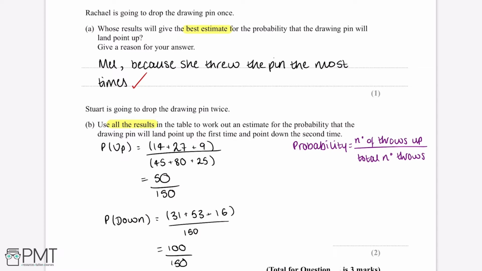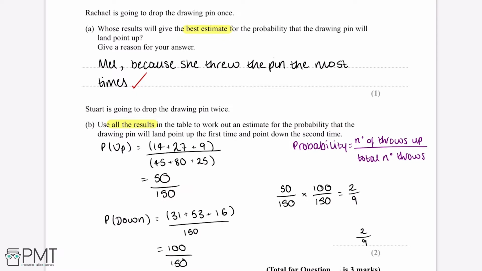So now the final thing we'll need to do is multiply these two values together. And this is because we want to find the probability that the drawing pin will land point up the first time and then point down on the second time. And if we put 50 over 150 multiplied by 100 over 150 into our calculator, it gives us a probability of 2 over 9. And this is our final answer.